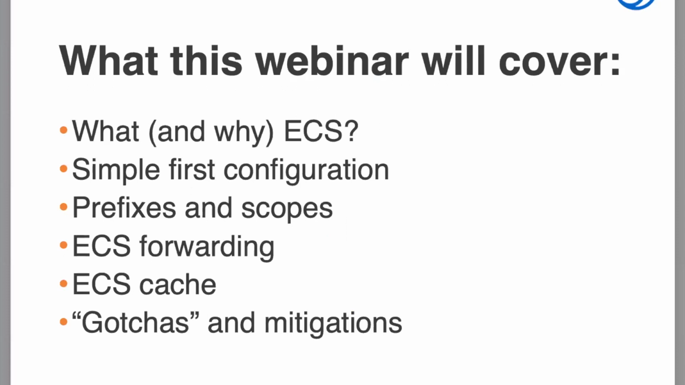So I'm going to cover what it is, why you might want to use it, give you a very simple first configuration to try, and then get into a little bit more sophistication, looking at prefixes and scopes. That's where you identify how much information about the client should go to or should go from a resolver to authoritative servers. And then I'm going to cover things like forwarding, because the basic idea that a client asks a question of a resolver, which then goes and asks the authoritative server, is not the entirety of all configurations.